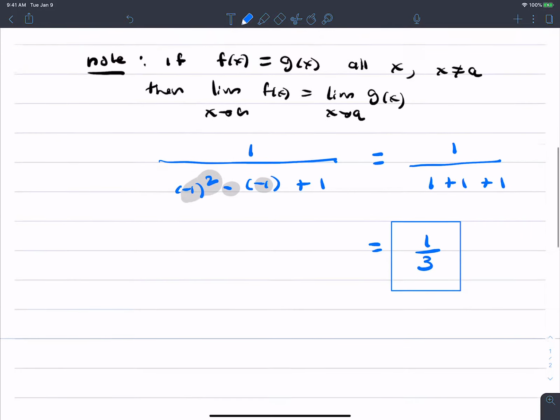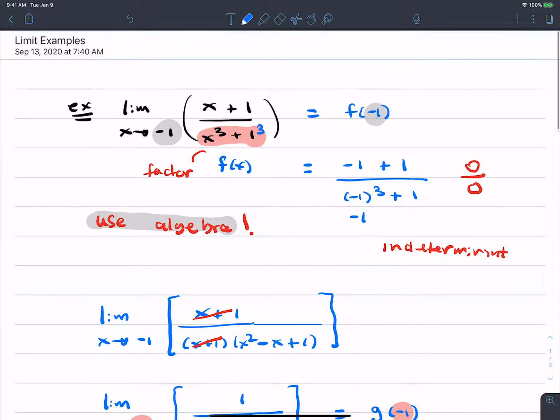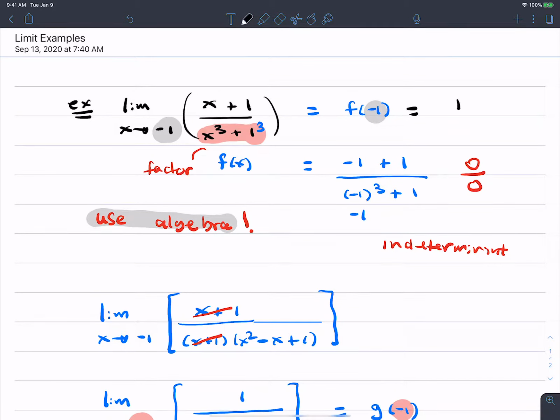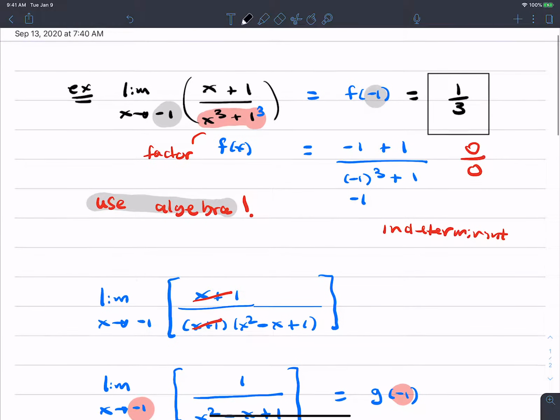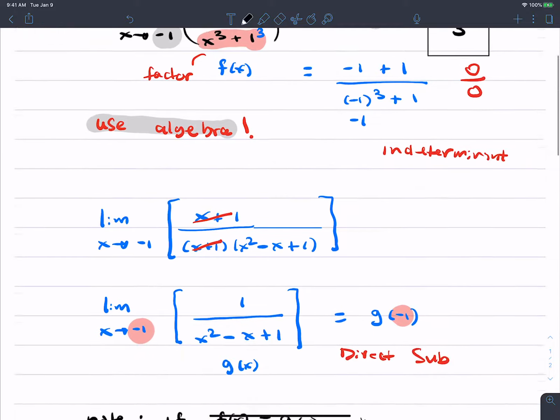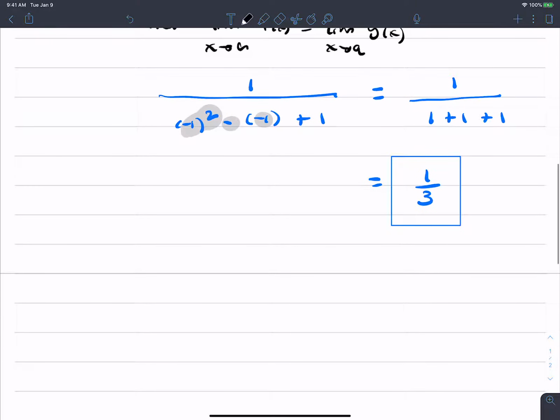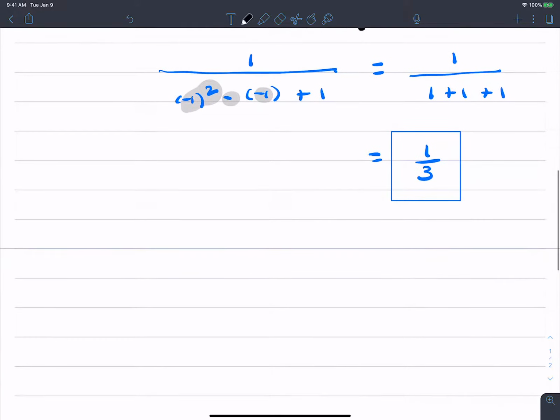So, ladies and gentlemen, that means the original limit here is equal to 1/3. And all we did was use our algebra, like we said we would, and use this statement to conclude the limit is 1/3. And that's how this works, ladies and gentlemen. So this is some things I wanted to do for you guys, some more examples like I promised.